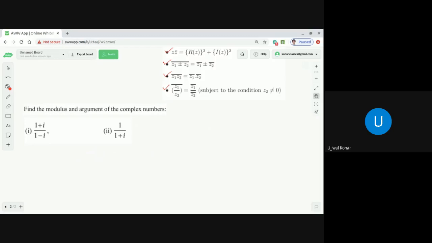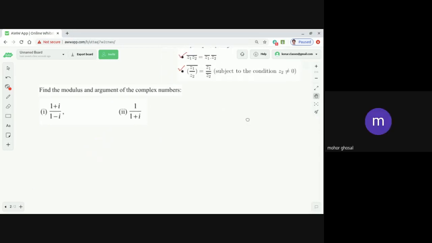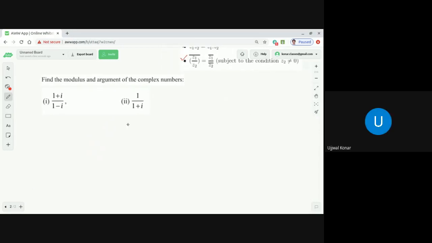Exactly. Good. In fact, what I wanted to say is that we need to express this in the form of a plus ib. Correct or not? That is what we are going to achieve. So now let's look into this problem.